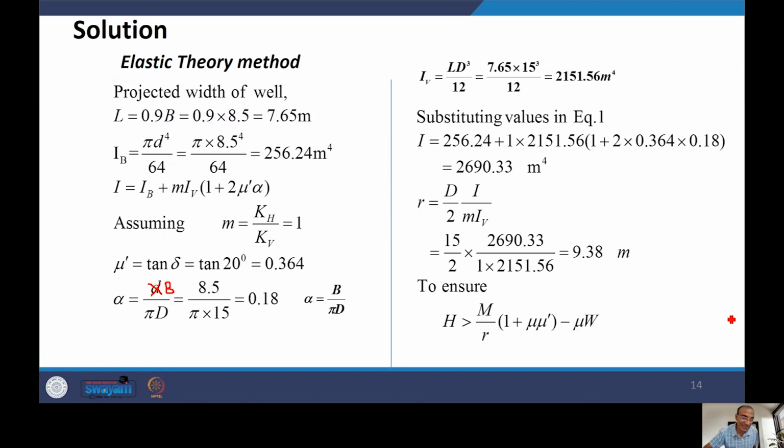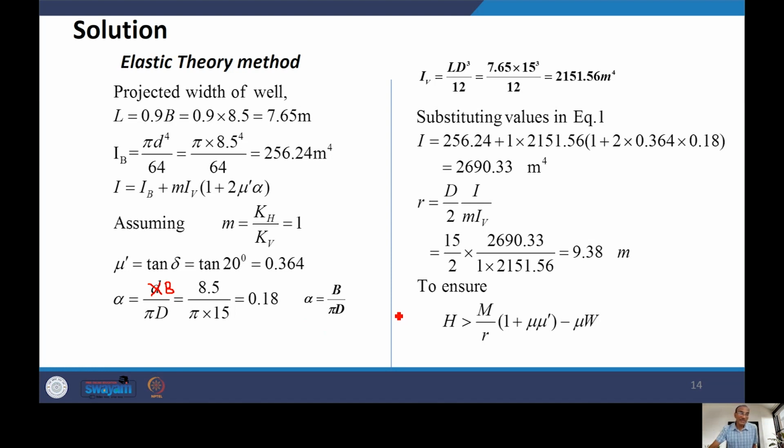So let's understand what is elastic theory method. In elastic theory method, you don't allow the yielding. Here, what you have is the projected width of the well. First of all, L is 0.9 times B, where B is the width of the well. This is coming to 8.5, so you got the value of L, 7.665.